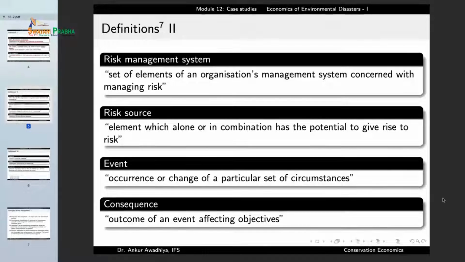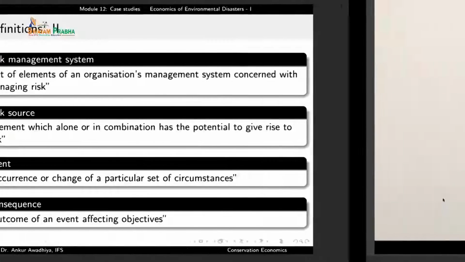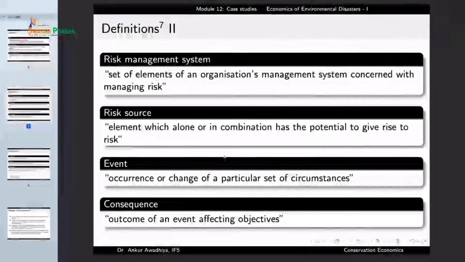And consequence is the outcome of an event that affects the objectives. So you can have an event of flood, in which case there is a flood, and the consequence could be things like loss of life or damage to property or damage to the agriculture of the area. So it is impacting the normal management, which is why it becomes a consequence. It is the outcome of the flood. So it is the outcome of an event.